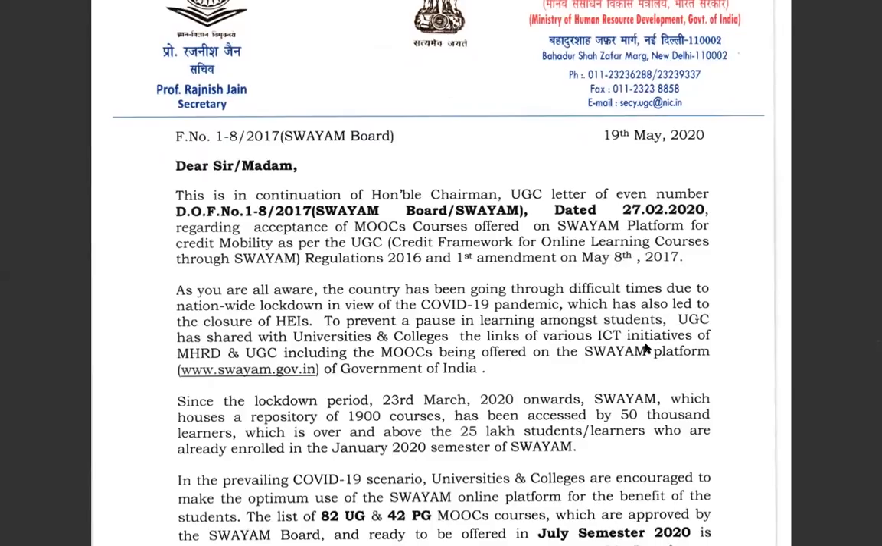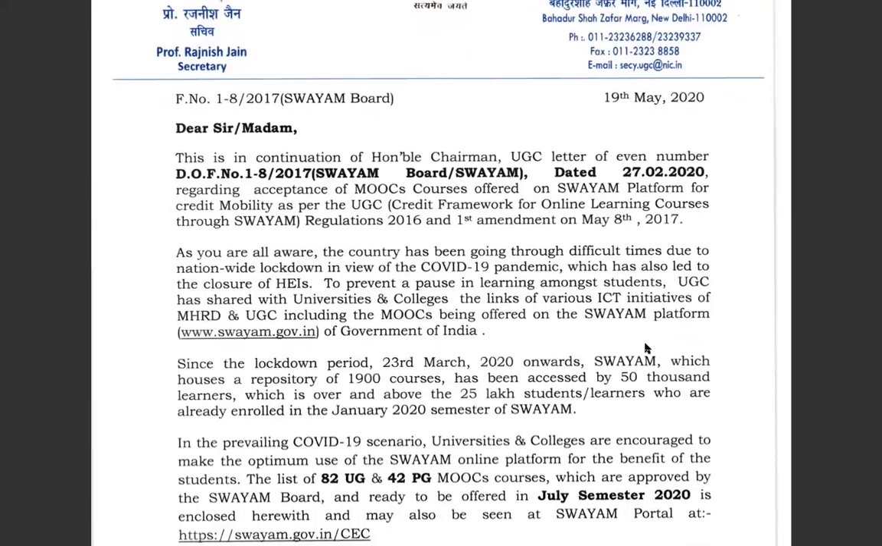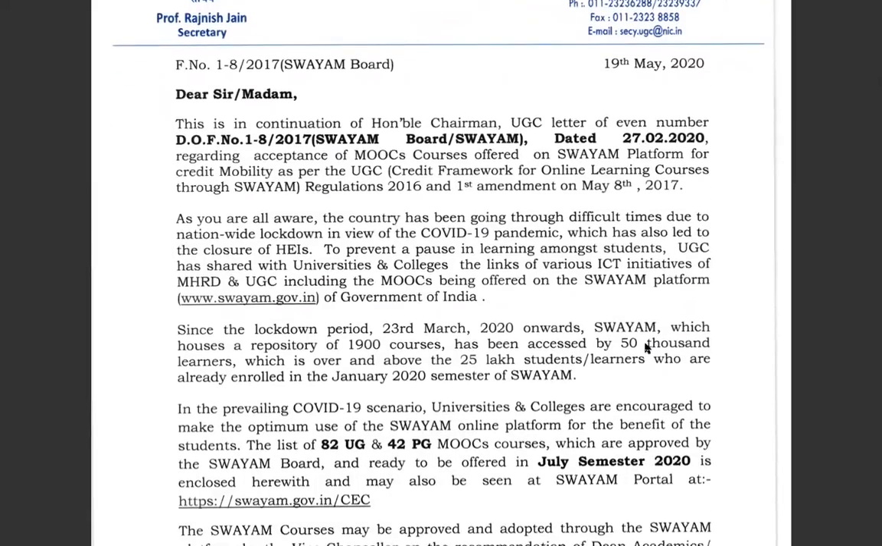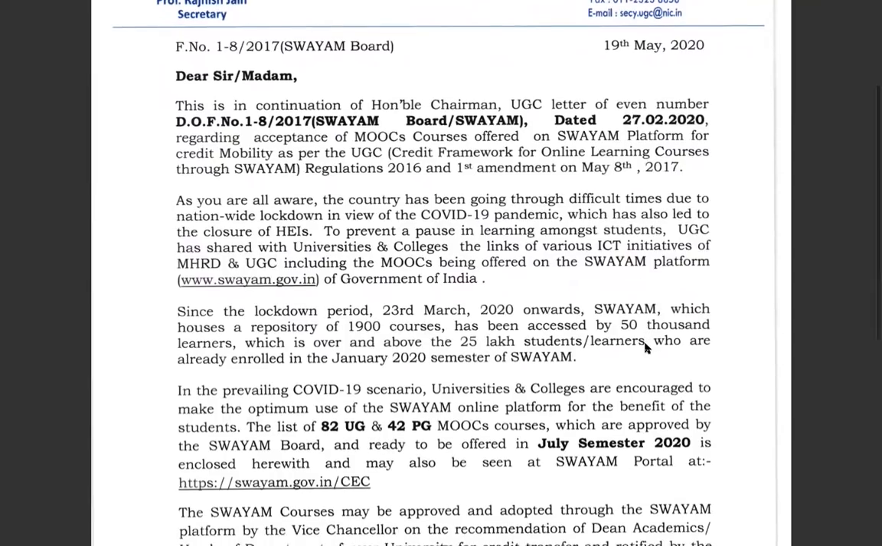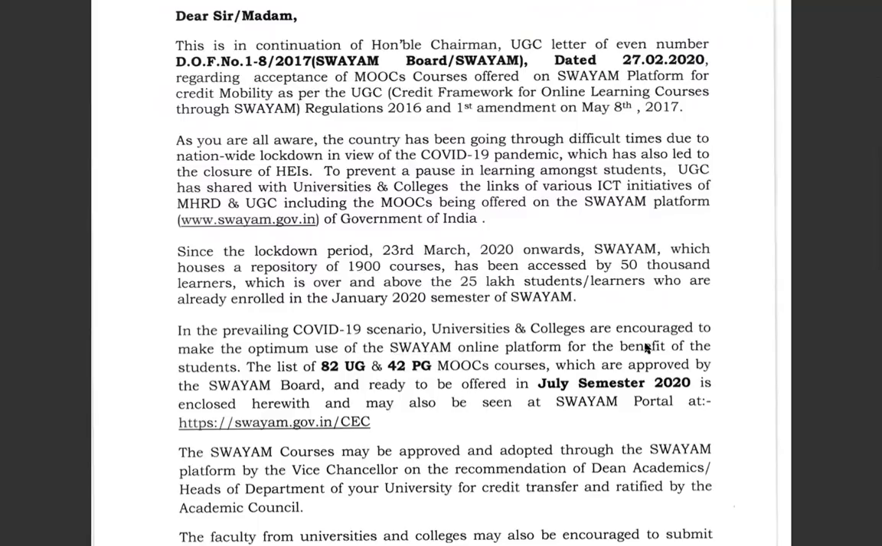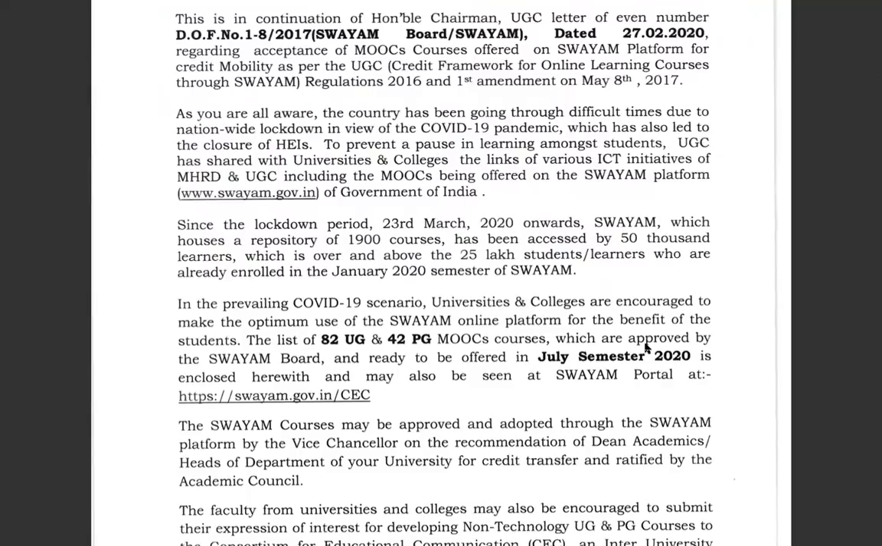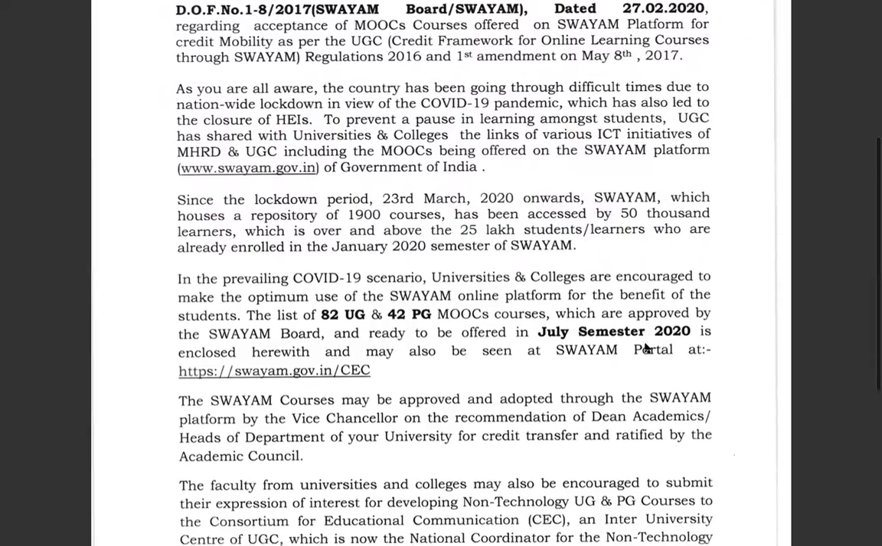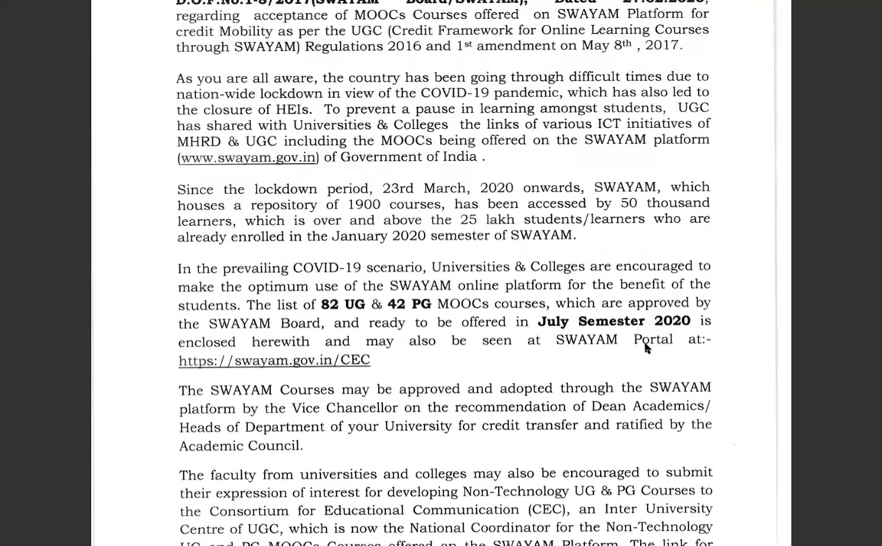In this letter, he says that this is in continuation of the Honorable Chairman UGC's letter. I don't want to read everything. They say that regarding acceptance of MOOC courses offered on the Swayam platform for credit mobility and for creation, there are various letters related to this. But they said that under this COVID situation, they would like to spread the message and use a lot of ICT tools. For these ICT tools and their use, and the links, you can read the letter minutely. I'm not going to read it for you. I'm going to keep this letter in our discussion forum in the lower part also, so you can read it.